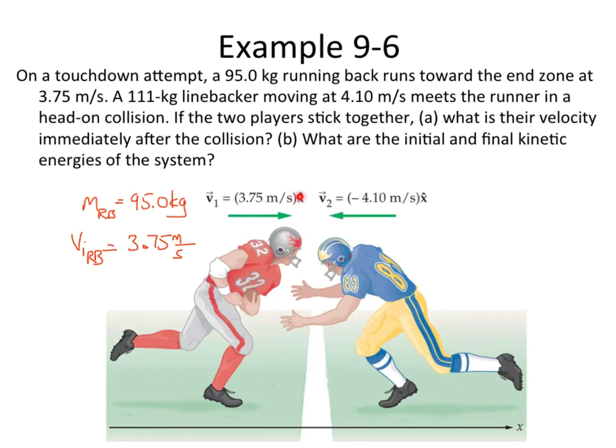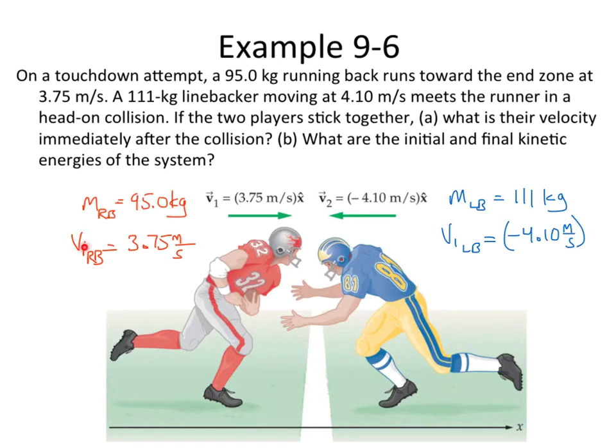We also have a linebacker. He's the guy in blue. The mass of the LB, for linebacker, and they tend to be a little bit bigger than running backs, is 111 kilograms. And his initial velocity is in the opposite direction of that of the running back, right? That's going to be negative 4.10 meters per second. The parentheses are there because of the negative. So each of these guys has a momentum.